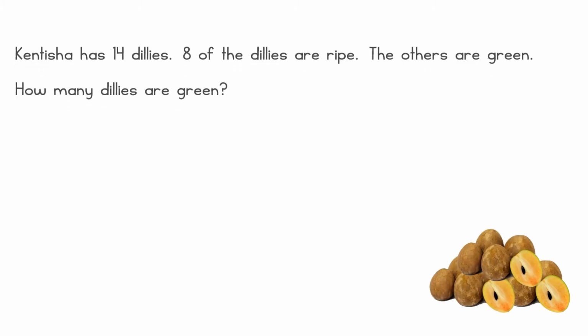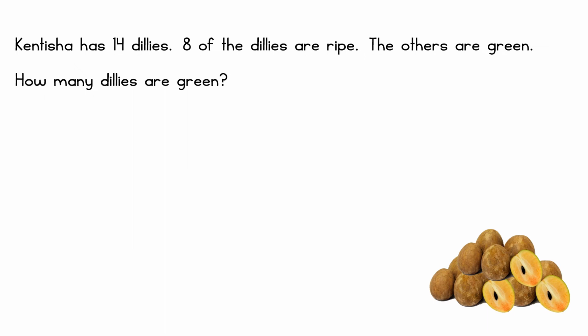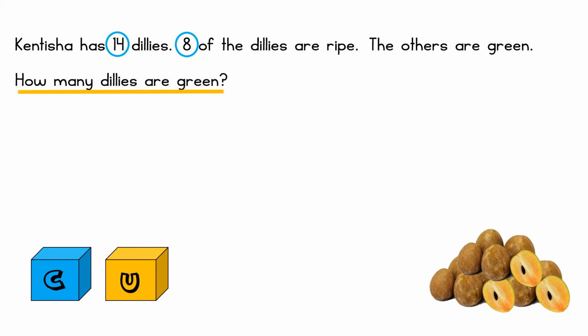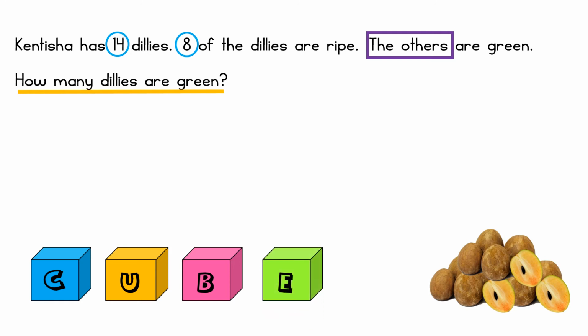Wow. Look at the tasty Long Island dillies. Kentisha has 14 dillies. 8 of the dillies are ripe. The others are green. How many dillies are green? First, I will circle the important numbers. Then you underline the question. Next, we will box in any action or clue words. Then, evaluate. We will think, what do we need to do?